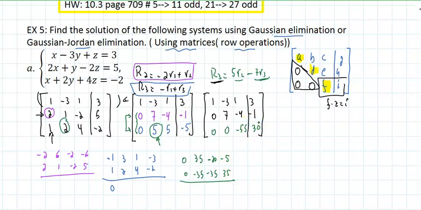The numbers are not going to work out nice because I made those up, but that's okay. We could handle a bit of fractions. And now that I have this matching the upper triangular, let's solve negative 55z equals 30. So z equals 30 divided by 55. Divide by 5, that's a 6. Divide by 5, that's an 11.